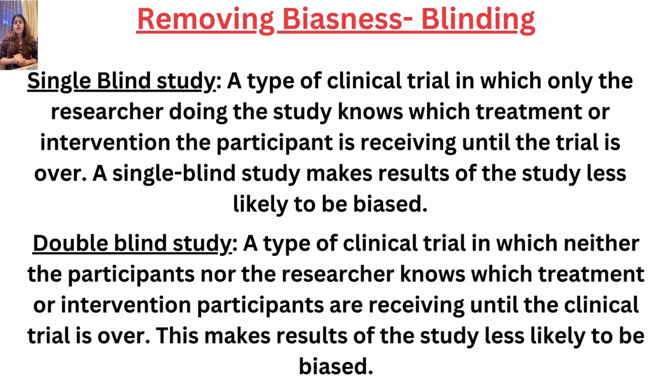One more way of removing the extraneous variable is removing the bias, called blindness.